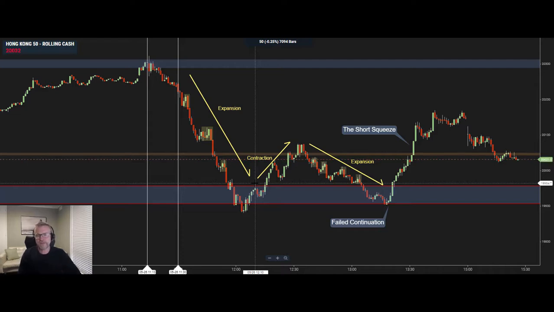We're going to go into that expansionary phase, and it's just a matter of looking at your 1-minute chart where you can get your entries once you've identified all the market phases.